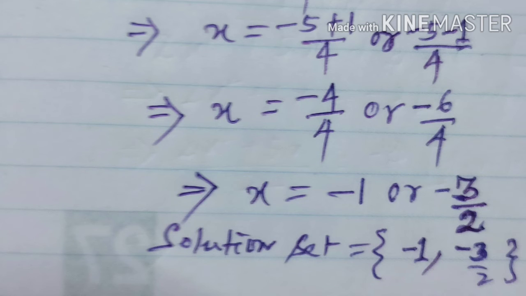This implies that x = (-5 + 1)/4 or (-5 - 1)/4. This implies that x = -4/4 or -6/4. This implies that x = -1 or -3/2. Therefore, the solution set is the set having elements -1 and -3/2.